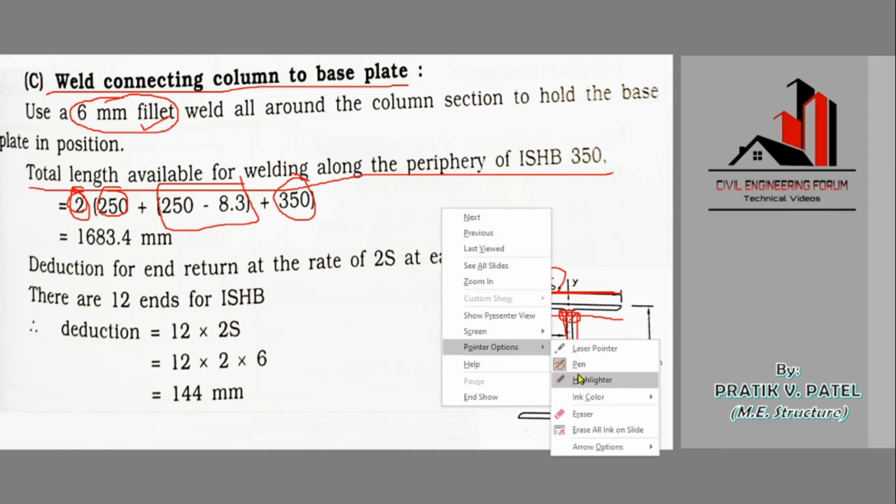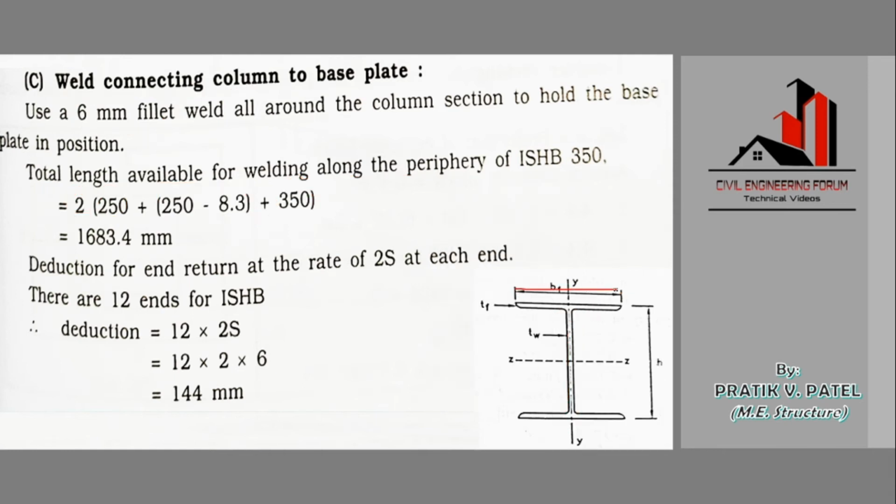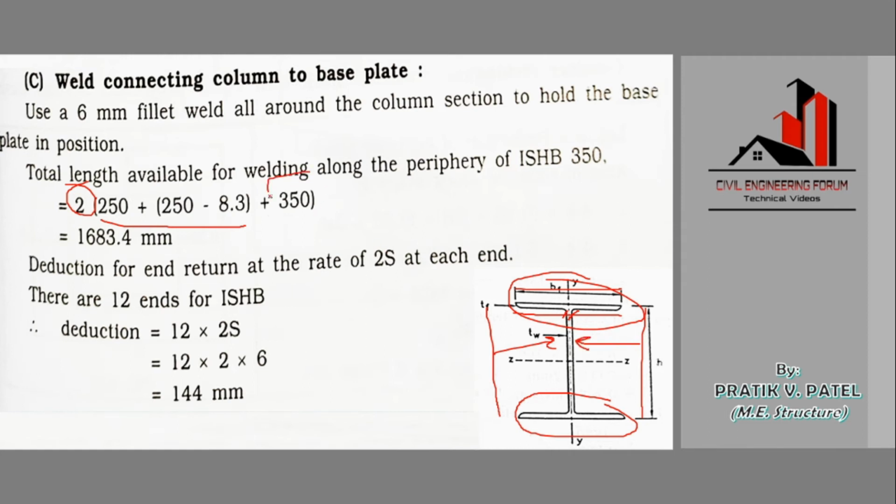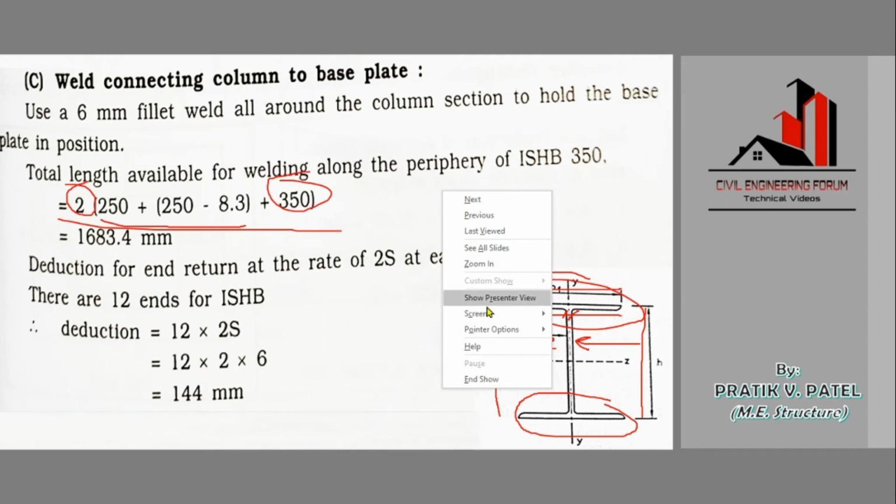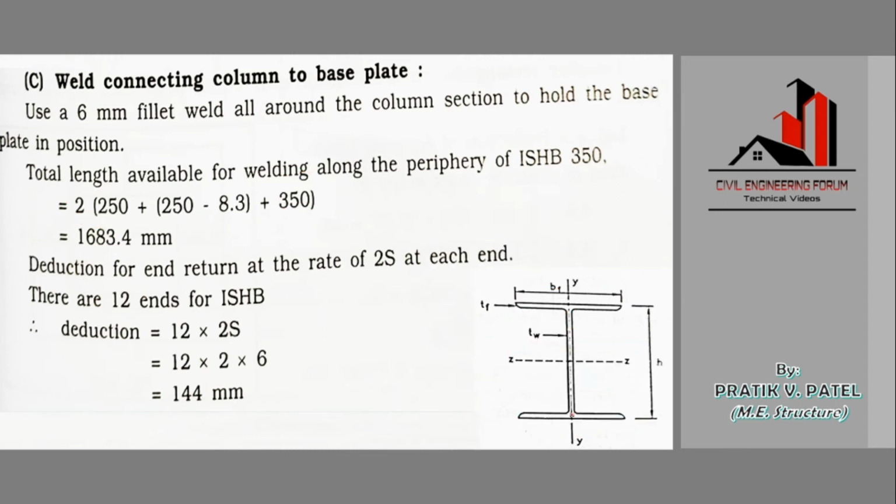Again explaining you, this is 250. This is 250 minus 8.3. This thickness is neglected. The same thing is over here. So we can say that 250 plus 250 minus 8.3 into 2, and this 350 on this side, again this 350 on this side. I mean both this side. So again we are multiplying 350 also with 2. So total linear length, if we consider running length of the fillet weld, it is 1683.4 mm.